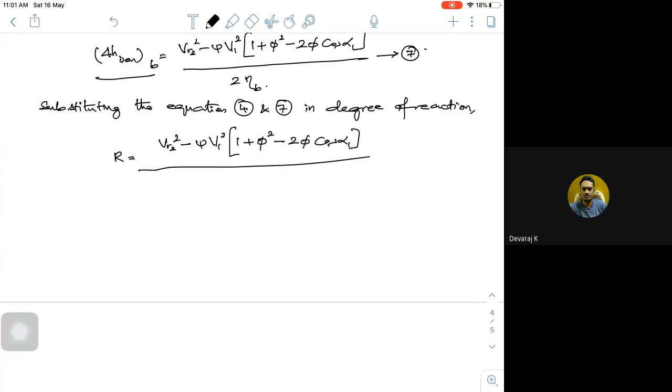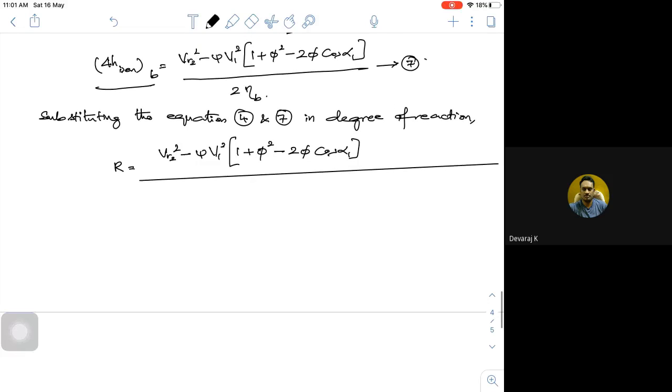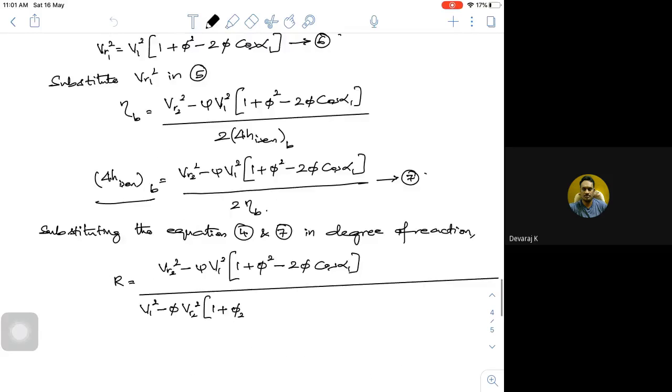divided by, for the stator, V1 square minus phi into VR2 square into 1 plus phi 2 square minus 2 phi cos beta 2.